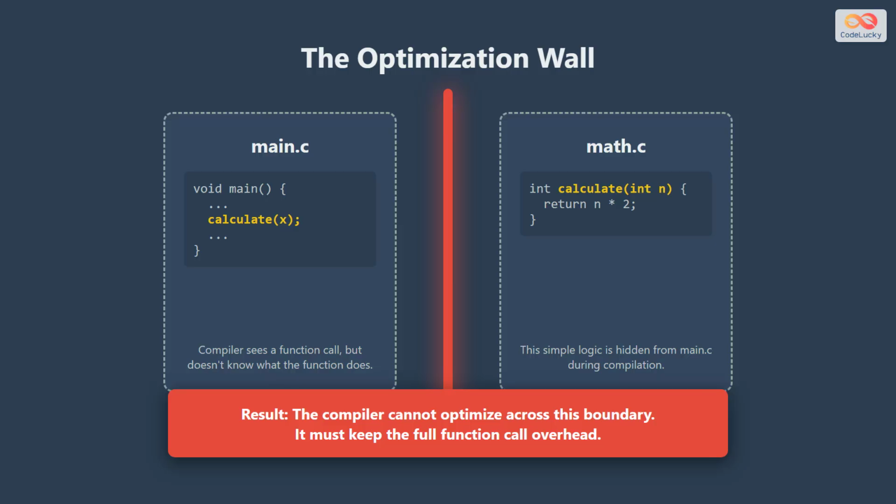The problem with separate compilation is the lack of visibility. When the compiler is working on main.c, it has no idea what is happening inside math.c. It sees a function call, but it cannot see the function's code. This creates an optimization wall. The compiler has to be conservative and keep the function call overhead because it cannot verify if it is safe to optimize it away.